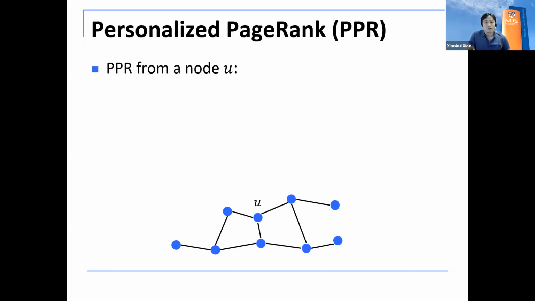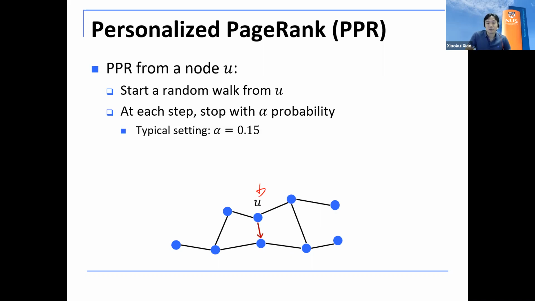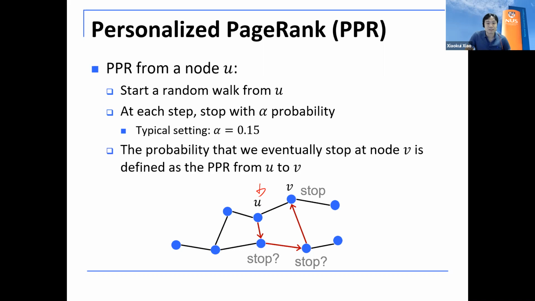Okay, so let me first explain what a personalized PageRank is. So given a graph, let's say we have a node U, and let's say we start a random walk from this node U. And in this walk, let's assume that at each step, we're going to stop with a constant probability alpha. A typical setting for alpha would be something like 0.15. Okay, so we just walk and walk, and at some point, we're going to stop. Then the probability that we start from a node U and eventually stop in a node V is defined as a personalized PageRank from U to V.